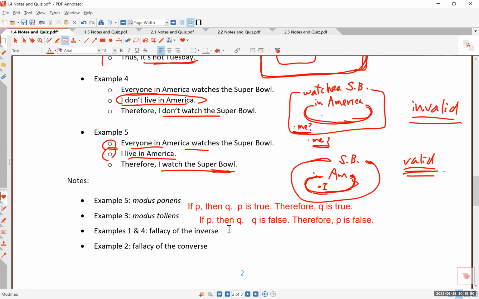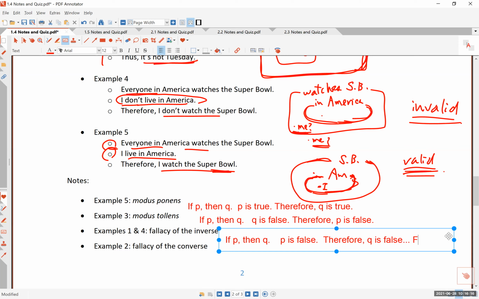Now, 1 and 4 are the fallacy of the inverse. What is this saying here? Remember what inverse is? If P, then Q, that's the original statement. The inverse is saying if not P, then not Q. P is false, therefore Q is false. This is not valid. Put it this way. If you live in California, then you live in America. I don't live in California. Therefore, I don't live in the United States. See, that's a fallacy. That's wrong, right?